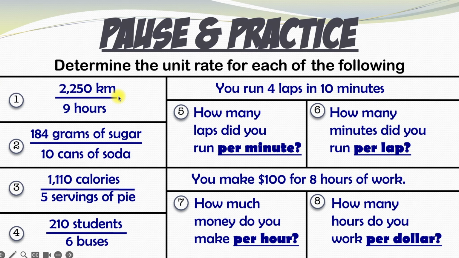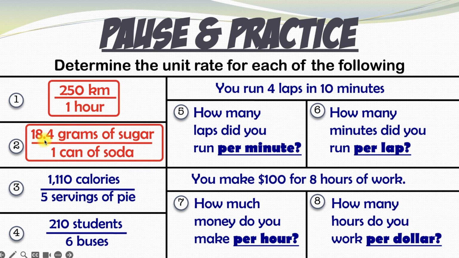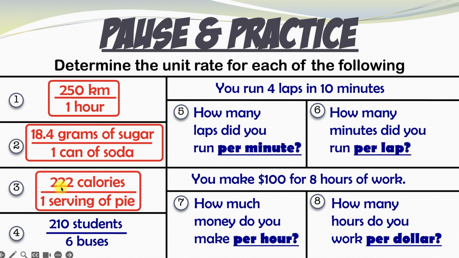So let's take a look at our answers. Number 1 is 250 kilometers per every 1 hour, also read as 250 kilometers per hour. Number 2 is 18 4/10 grams of sugar per every 1 can of soda, also read as 18 4/10 grams of sugar per can of soda. Number 3, 222 calories per every 1 serving of pie, also read as 222 calories per serving of pie.